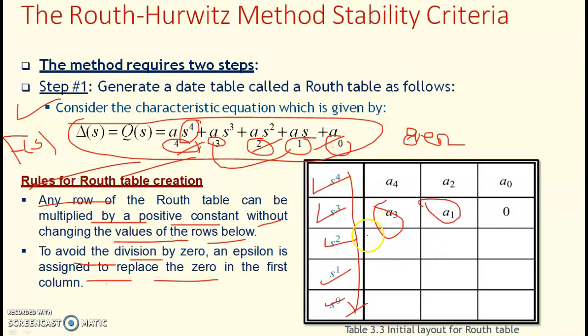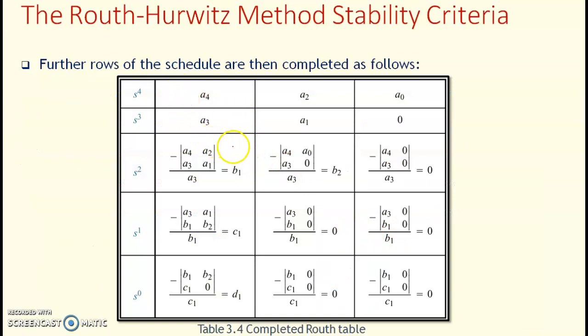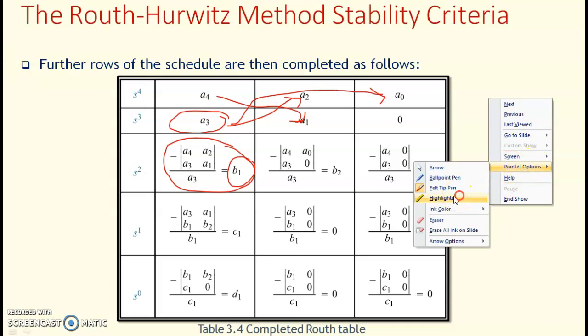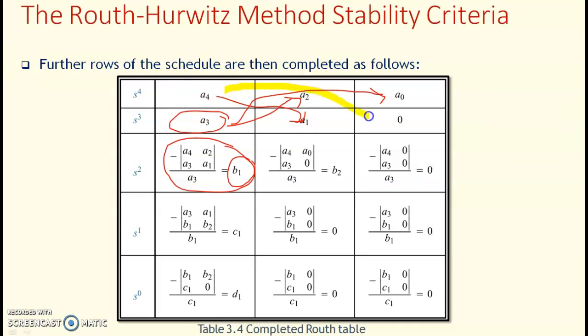So these are the initial steps as per the RH criteria. Then you have to apply the Routh Hurwitz criteria. Look at the table and multiply like this: A4 A1 minus A2 A3 divided by A3, and we get the value B1. Then you multiply A3 into A0 minus A4 into 0.